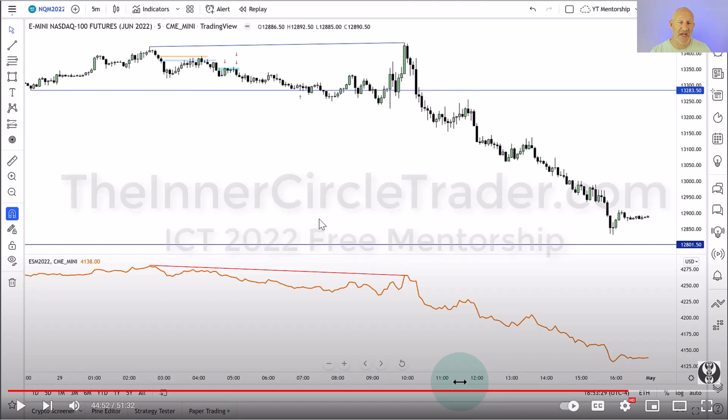So ICT's SMT divergence is just another tool, similar to how we would use correlation between different assets. In this case, we're using the divergence between assets which have a high correlation to each other to add an additional tool to create confluence in our trading.